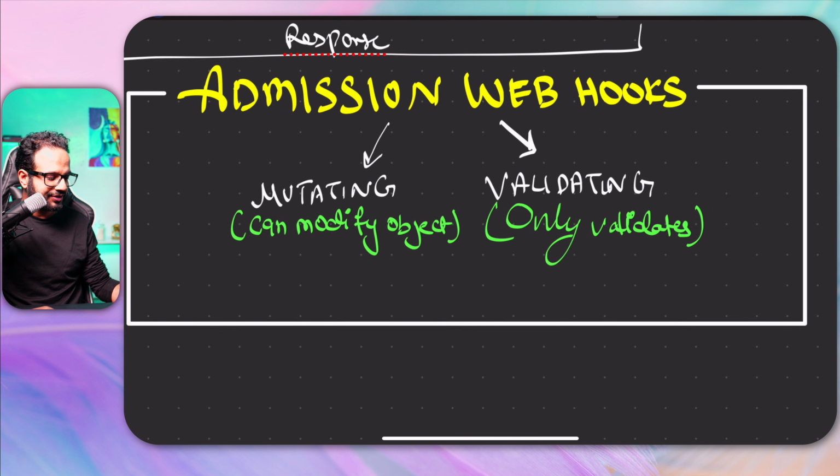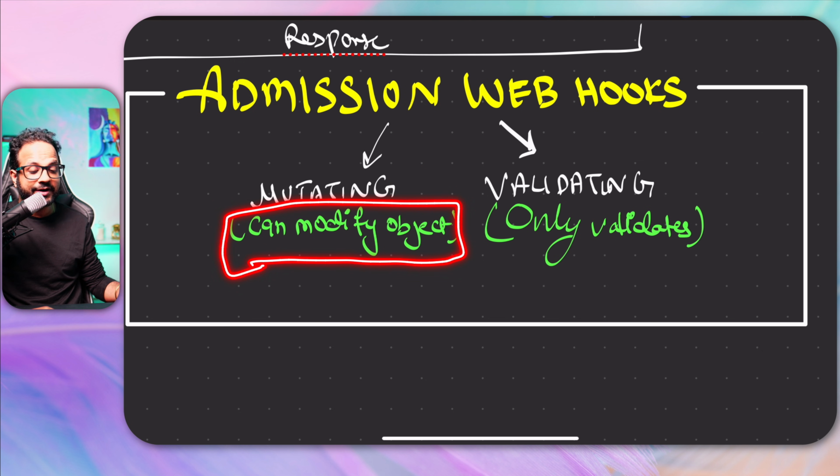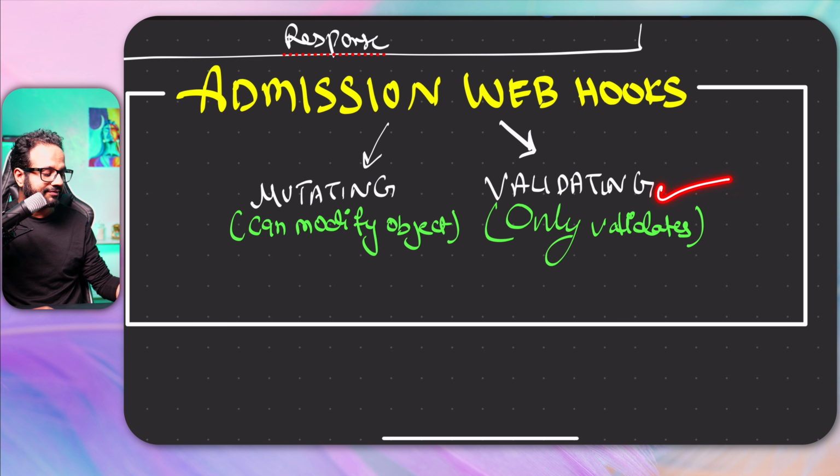Now we have admission webhooks. There are two types of webhooks, which we just discussed as well. We have the mutating one, which can modify the object as per the requirement, and then we have the validating webhook, which only validates the request and the object, like whether it is valid or whether it is something that has been defined in the webhook configuration or not.